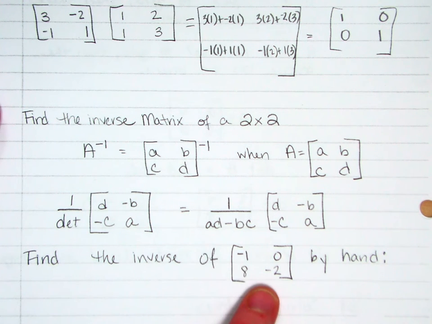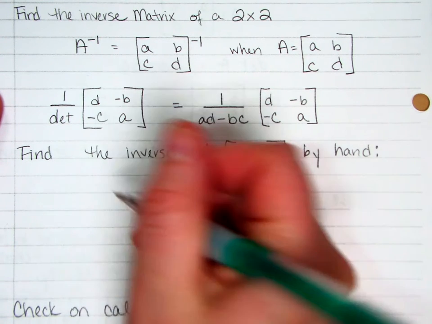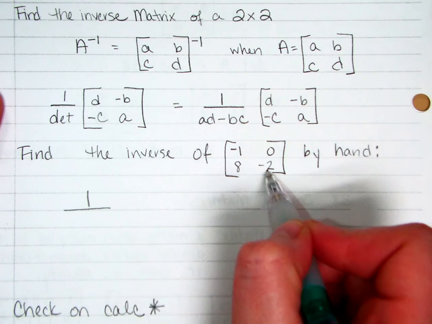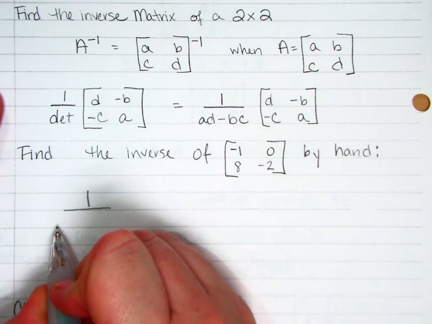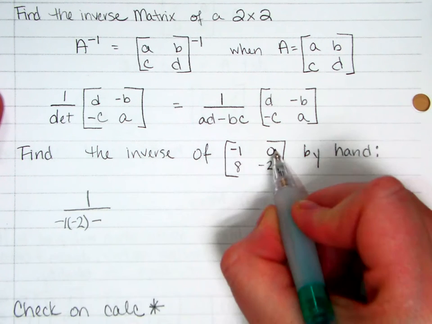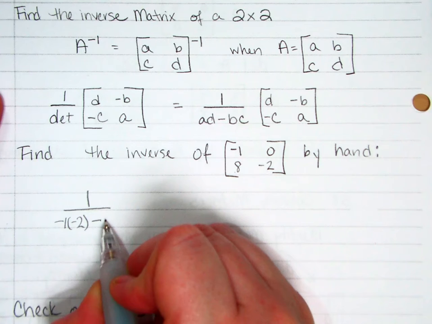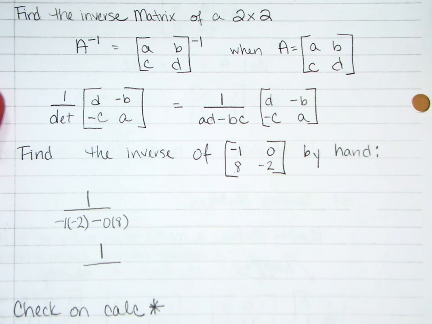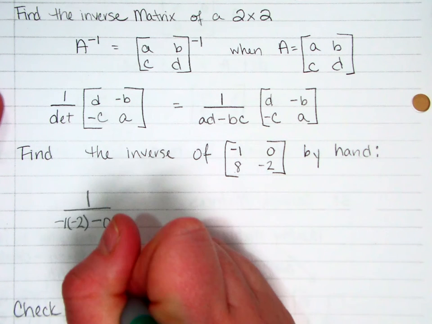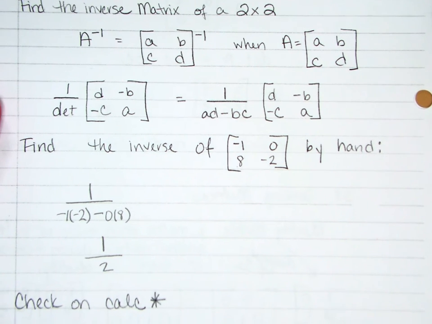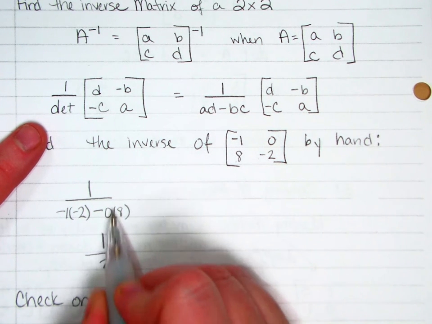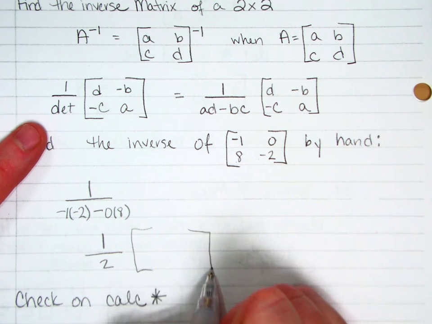So we're going to find this inverse by hand. So first, 1 divided by the diagonals. So I'd have negative 1 times negative 2 minus 0 times 8, which gives me 1 over negative 1 times negative 2, which gives me 2 minus 0, so 1/2. This determinant here is 1/2 simplified.